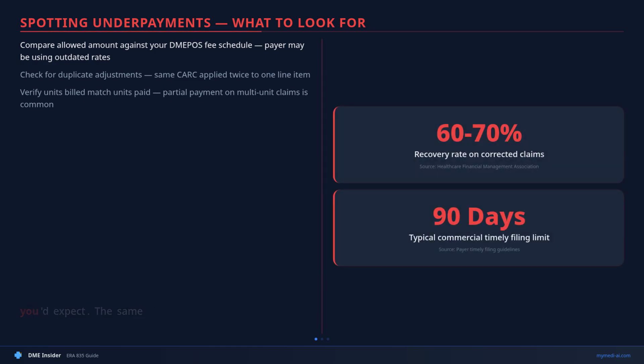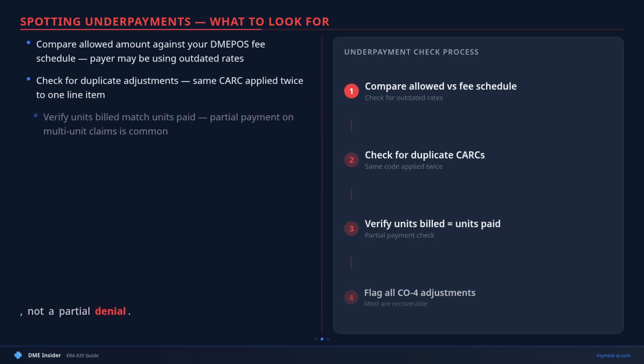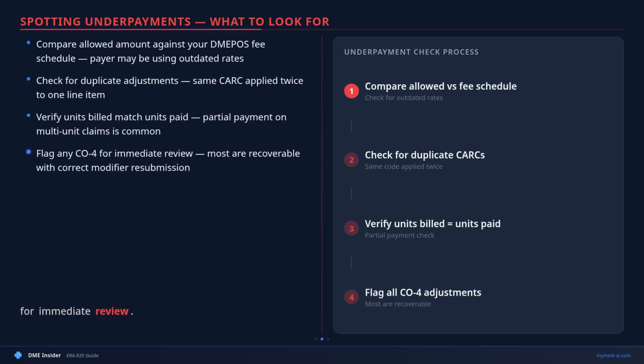This happens more often than you'd expect. The same CARC applied twice to the same claim line, effectively double adjusting the payment downward. Your system should flag any claim line with two identical CARCs. Third, verify that units billed match units paid. On multi-unit supply claims, like a 90-day supply of CPAP filters, payers sometimes pay for fewer units than billed without a clear denial reason. If you billed 12 units and got paid for 10, that's an underpayment, not a partial denial. Fourth, flag every CO4 for immediate review. As we covered, most CO4 adjustments are recoverable. Set up an alert that surfaces every CO4 within 24 hours of ERA receipt.